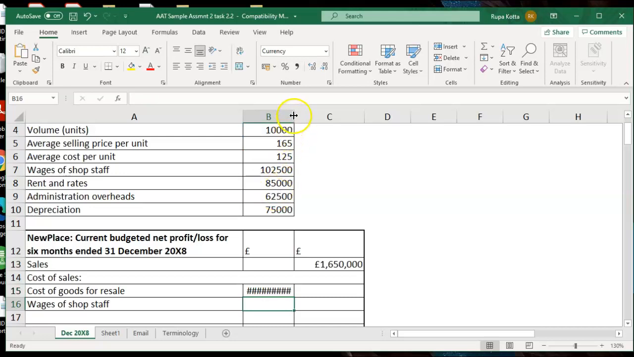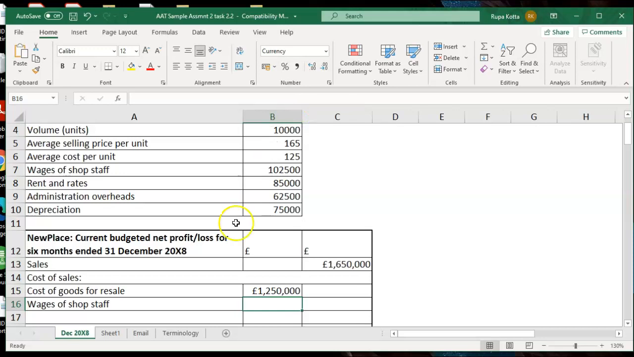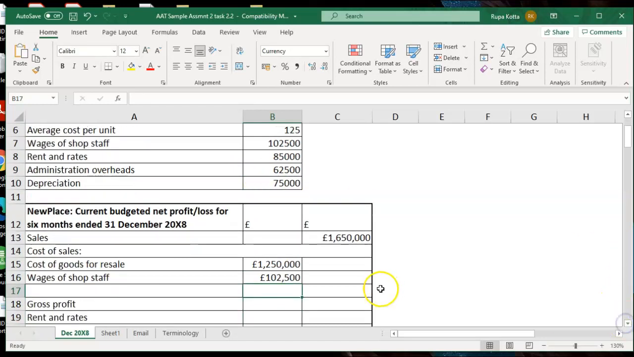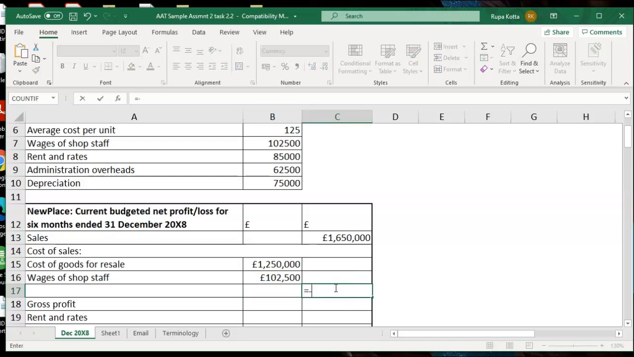When values are not visible, that means the cell size is smaller. Just make the cell size a bit bigger, you can see it. Wages is 102,000. So just click back to the original figure. Adding these two will give you the cost of sales. So equal to, they want you to show it as a minus figure, minus sum of B15 and B16.